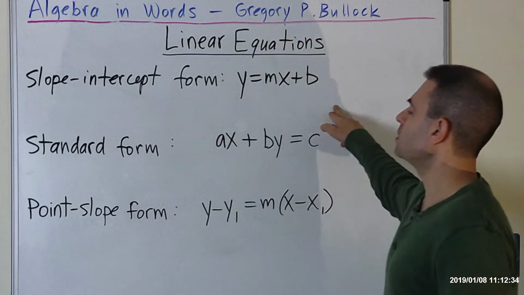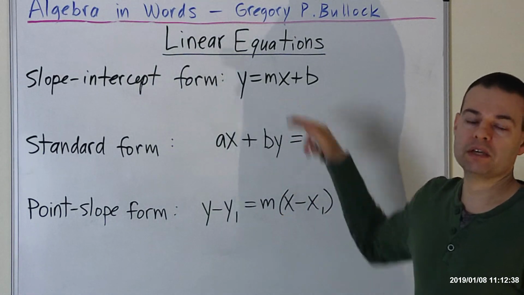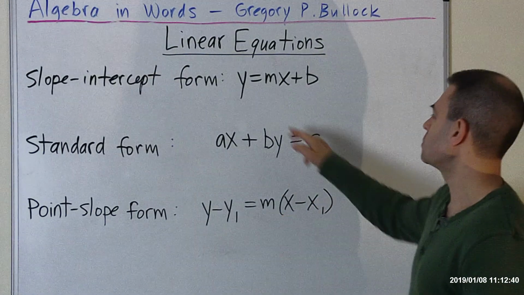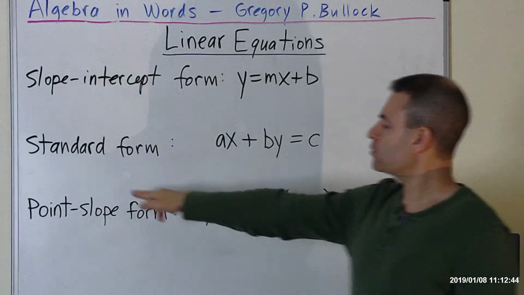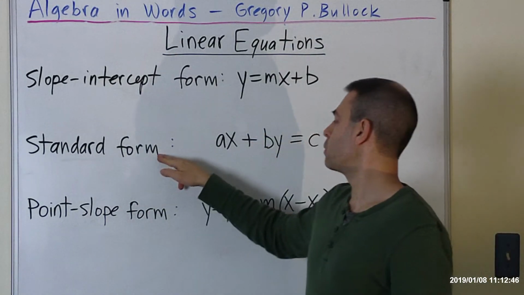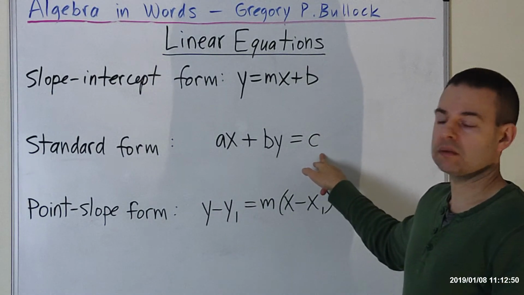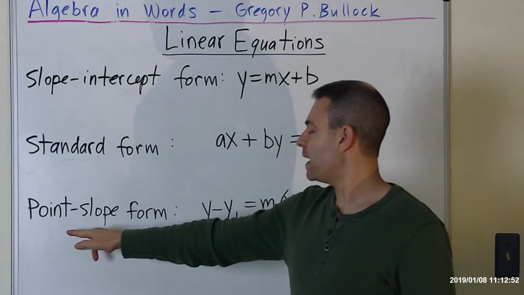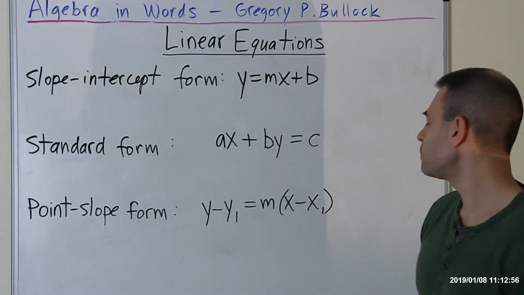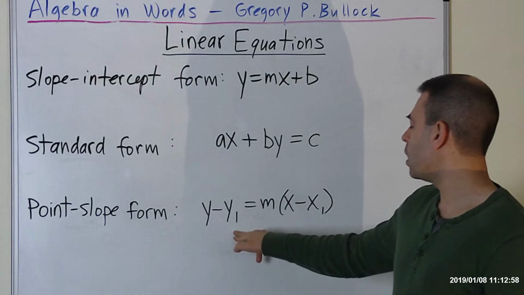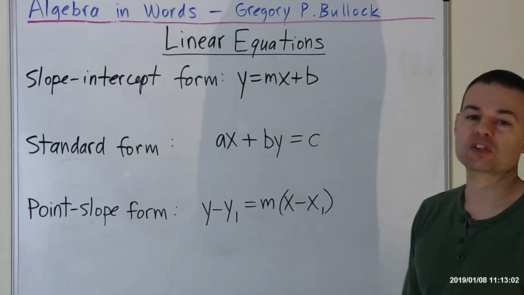One form is called slope-intercept form. The basic general form of that equation is y equals mx plus b. The next form that I have is called standard form: ax plus by is equal to c. And the final one that I have is called point-slope form, or the point-slope formula: y minus y1 is equal to m times the group x minus x1.